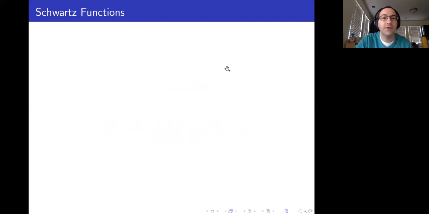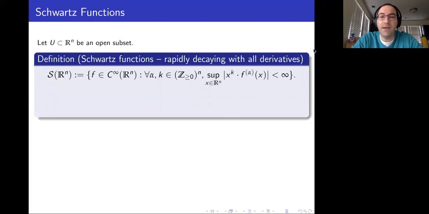So the setting will be mainly Schwartz functions on open subsets of R^n. So we fix an open subset of R^n. We have no assumptions on this set for now. And before we define Schwartz functions on this subset, let's define Schwartz functions on R^n. So Schwartz functions on R^n will be C-infinity smooth functions on R^n that have the following property.